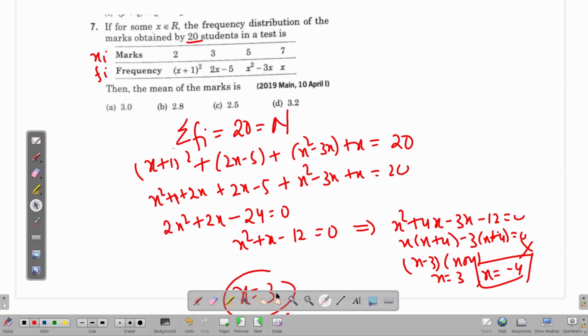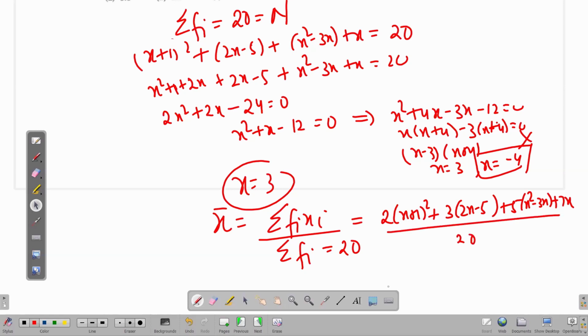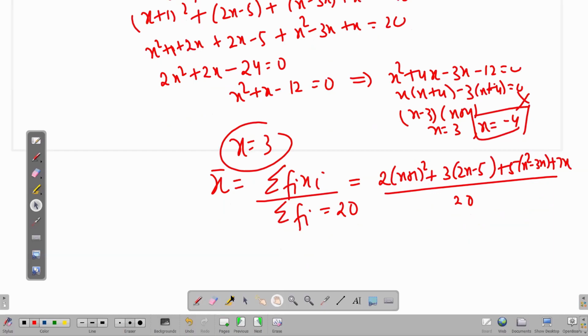So what I get here is 2 into (x plus 1) whole square, 3 into (2x minus 5), 5 into (x square minus 3x), plus 7 into x, upon 20. Further, I just replace x by 3. So what I get from here, this is 2 into 3 plus 1, that is 4 square, this is 2 into 16.